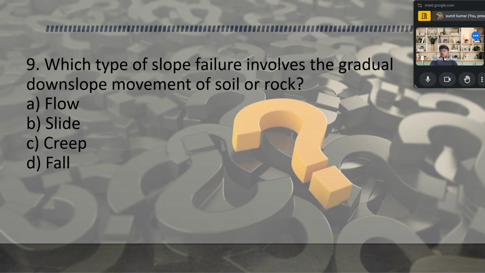Now, as we go ahead, we see the next question coming over here, which asks that which type of slope failure involve the gradual drawdown movement of the soil or the rock. It's asking the gradual. So the flow, slide, creep, and fall. Earlier we also see the options over there. I have answered one of the problems, but over here the question is the gradual, and the gradual is nothing but creep. Right?